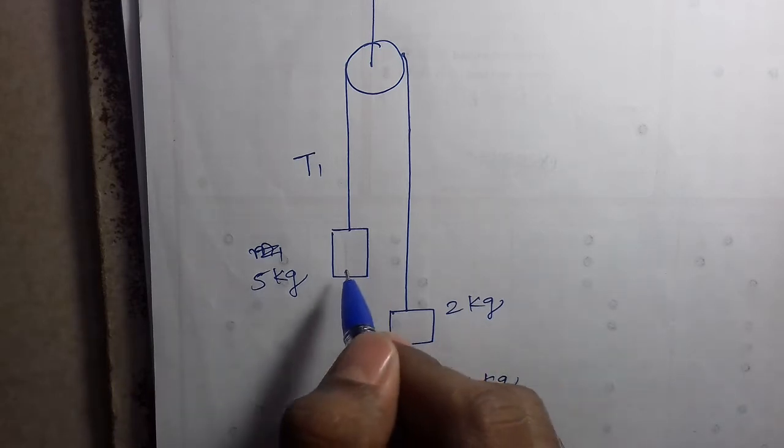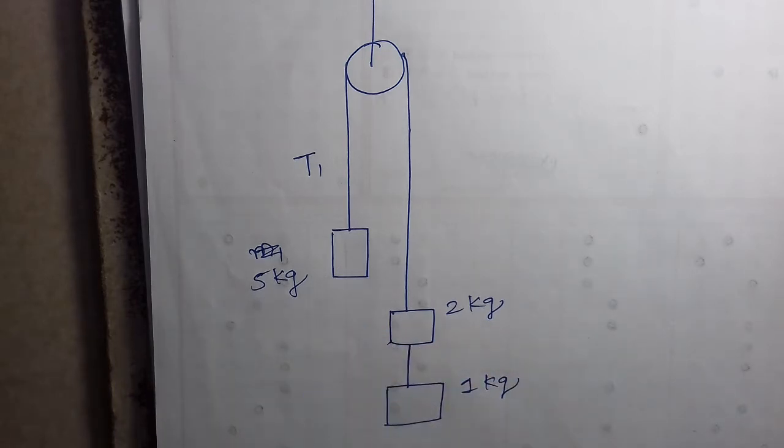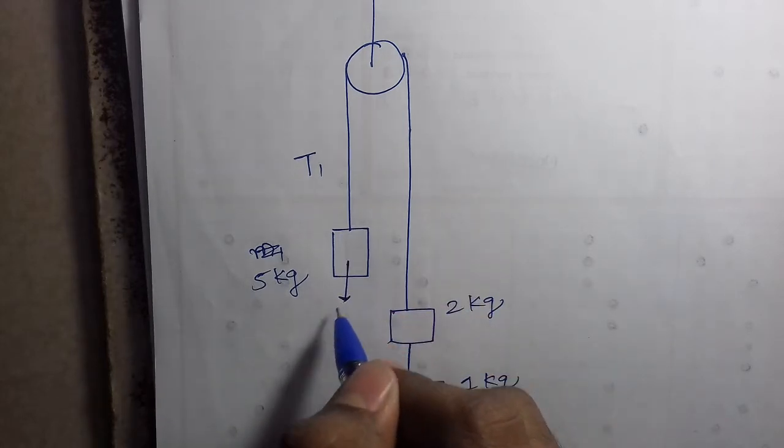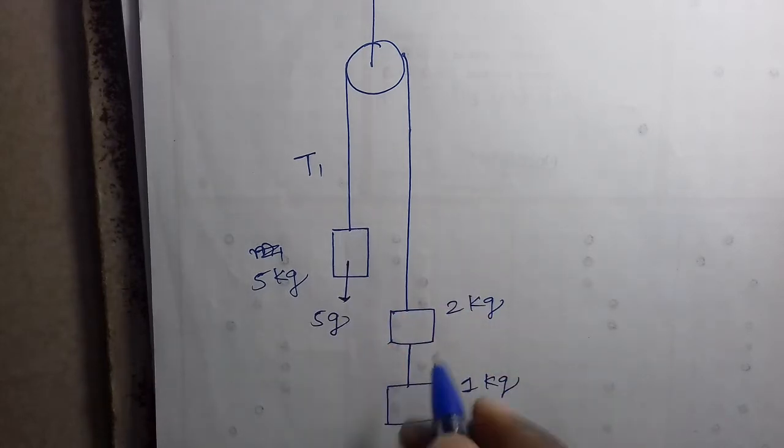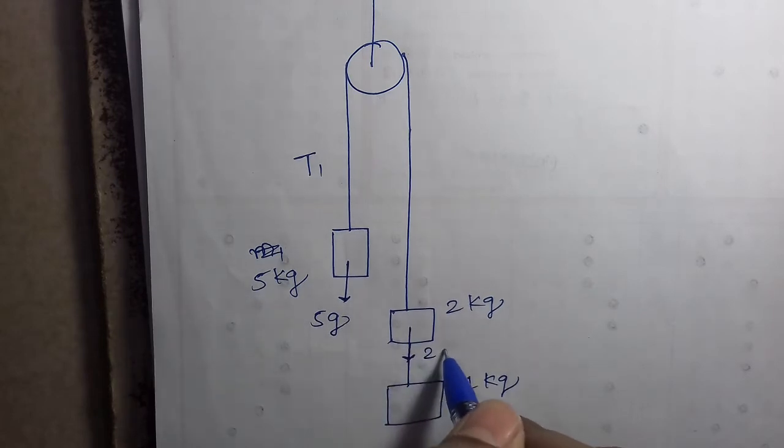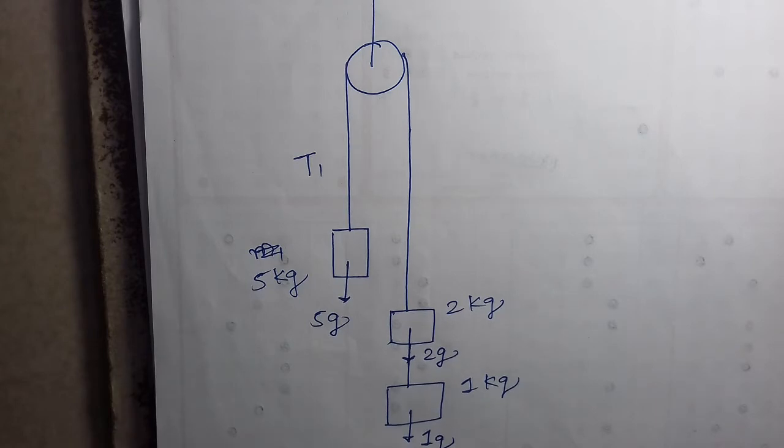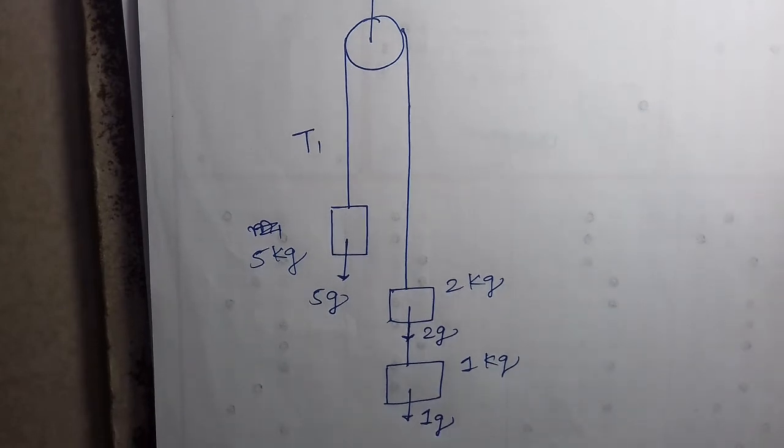Force on 5, first one is force due to mass. Mass produces mg. On this one 5g in downward direction. On this one 2g in downward direction. On this one 1g is in downward direction. Okay, these are the forces.